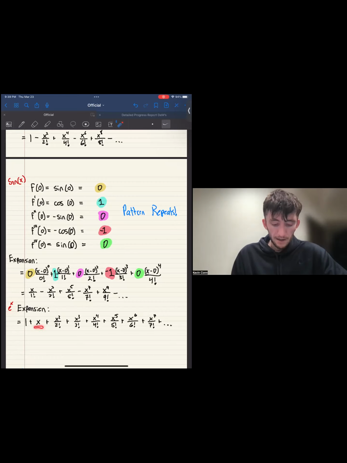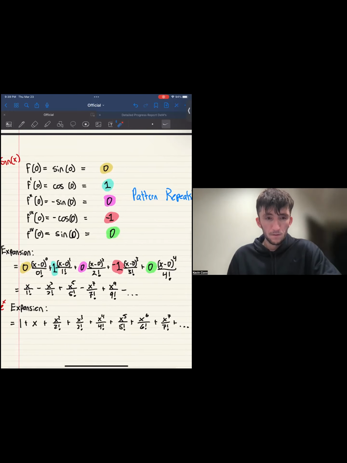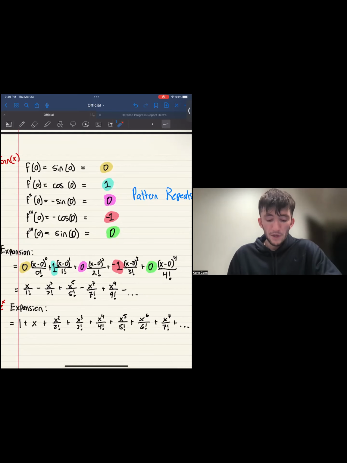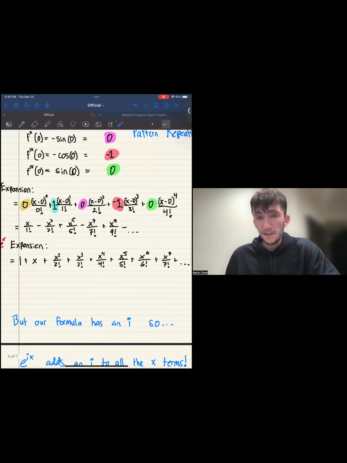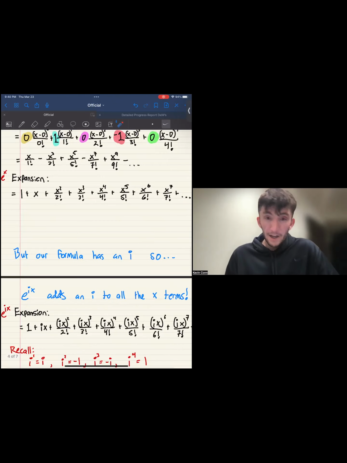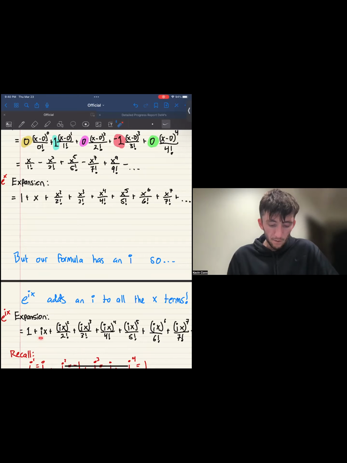First, we're going to look at just the e to the x expansion of a Taylor series, and that's 1 plus x plus x squared over 2 factorial plus x cubed over 3 factorial. It picks up all of the pieces, and there's no changing of signs. But that's e to the x, and we need e to the i theta. Our formula has an i, so we're going to add this i in anywhere we see an x. So now instead of regular x, that's ix. That's ix squared over 2 factorial. That's ix cubed over 3 factorial. That's ix to the 4th over 4 factorial, and so on. But we still don't have any changes of signs.